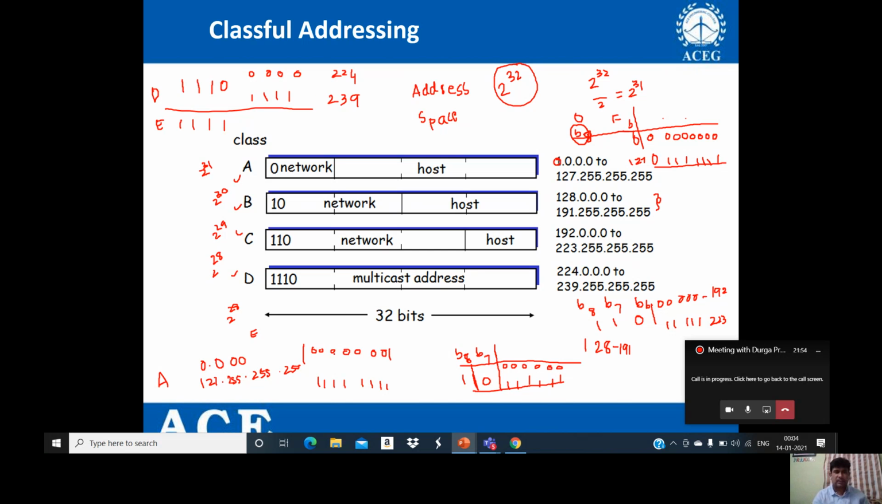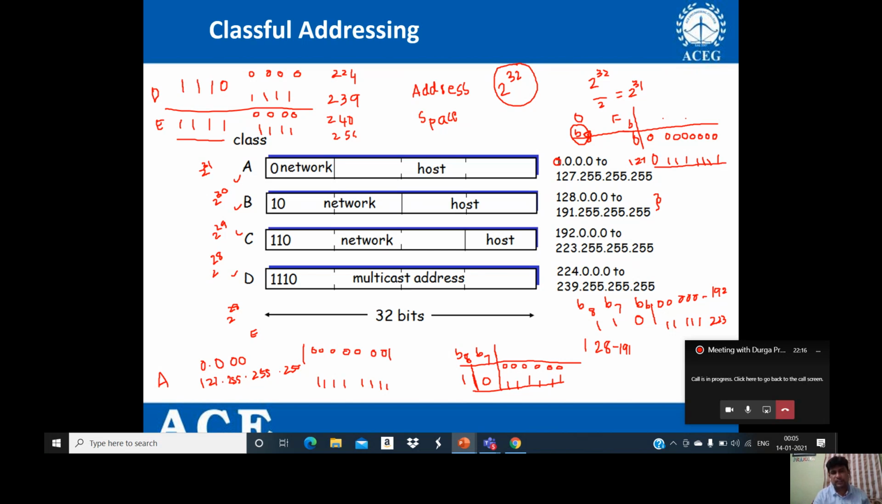And last, class E, where the first 4 bits should all be ones, and the remaining 4 bits are in the range of 0000 to 1111. So the class E range is 240 to 255.